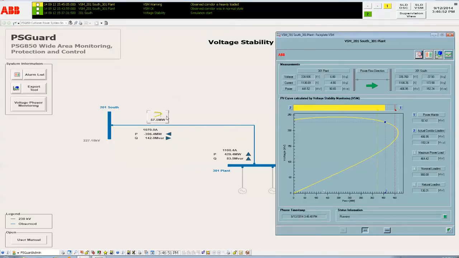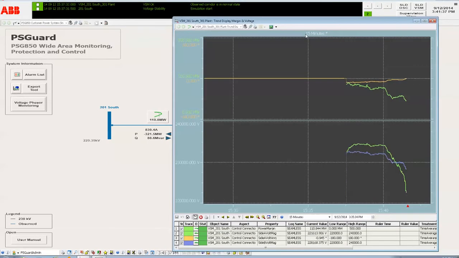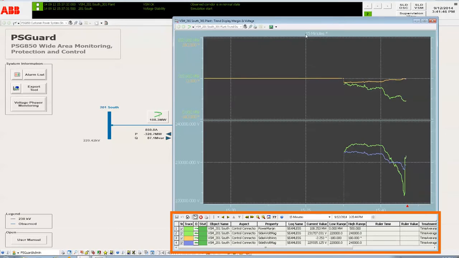From the single line diagram, it's also possible to have access to trend graphics by right-clicking the respective button of the application. As an example, we show next the switching of the shunt capacitor. Specific information about each of the measurements is presented in the bottom of the faceplate.